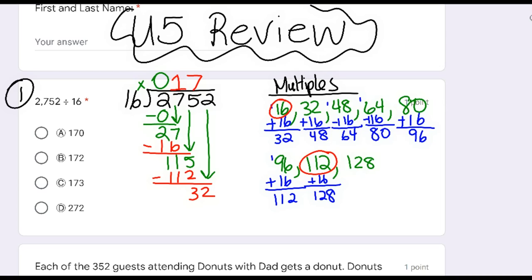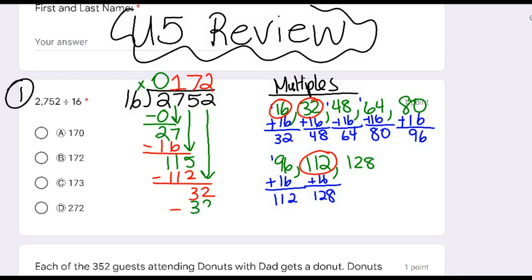Do I see 32 in my multiples or any number closest to it? Ding, ding, ding. Yes, I do. I see that 32 is the second multiple. So I'm going to put the 2 right after the 7. And then I'm going to subtract out that 16 times 2, which is 32.